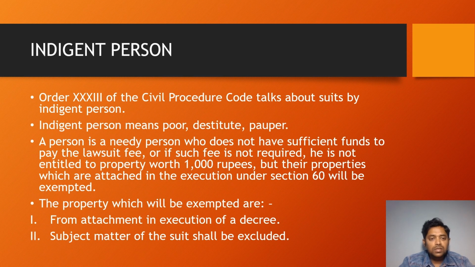Who is an indigent person? Order 33 of the Civil Procedure Code talks about suits by indigent persons. Indigent person means poor, destitute, and pauper. A needy person is one who does not have sufficient funds to pay the lawsuit fee, or if such fee is not required, is not entitled to property worth 1,000 rupees, but properties which are exempted from attachment in execution under Section 60 will be excluded. The subject matter of the suit shall also be excluded.